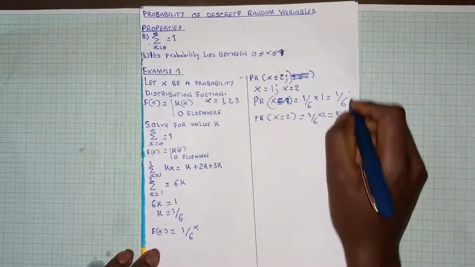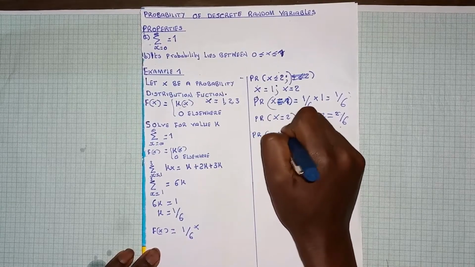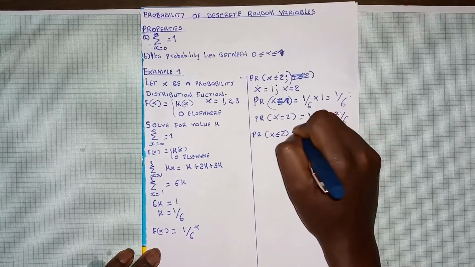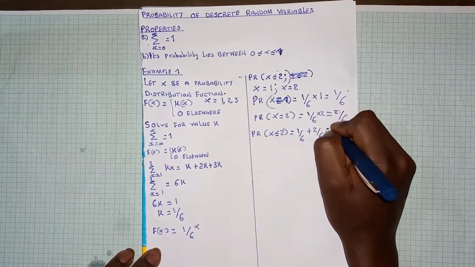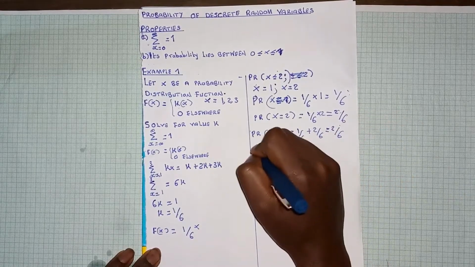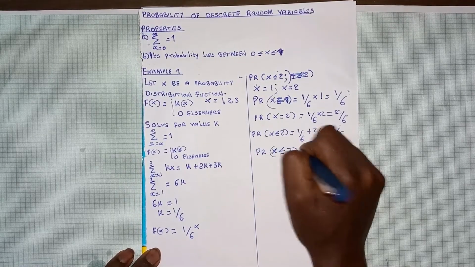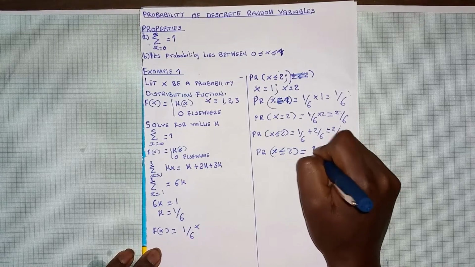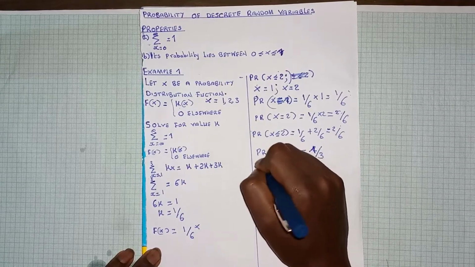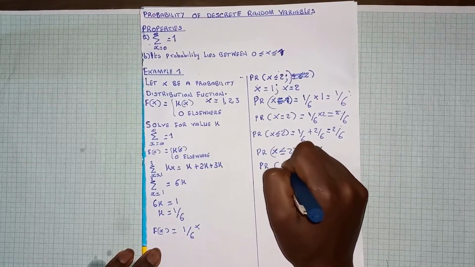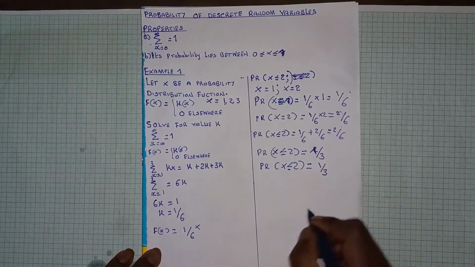So when we sum these probabilities together, we get the probability that x is less than or equal to 2, which is equal to 1 over 6 plus 2 over 6, which is equal to 3 over 6, equivalent to 1 over 3. So the probability is 1 over 3, and that is the answer.